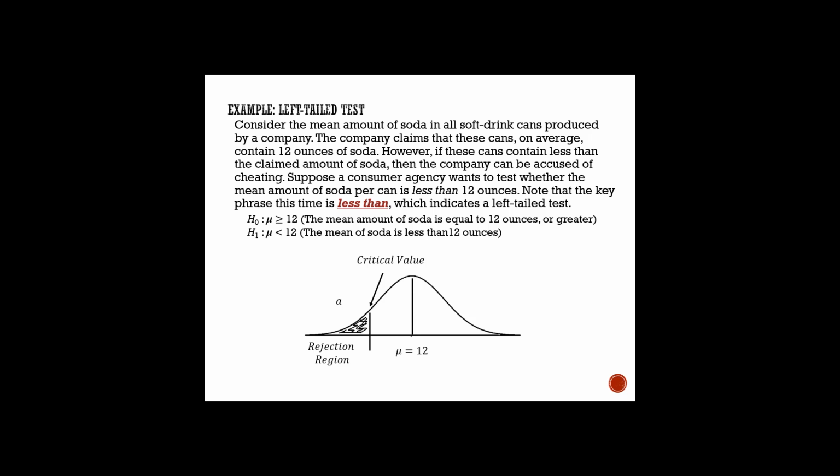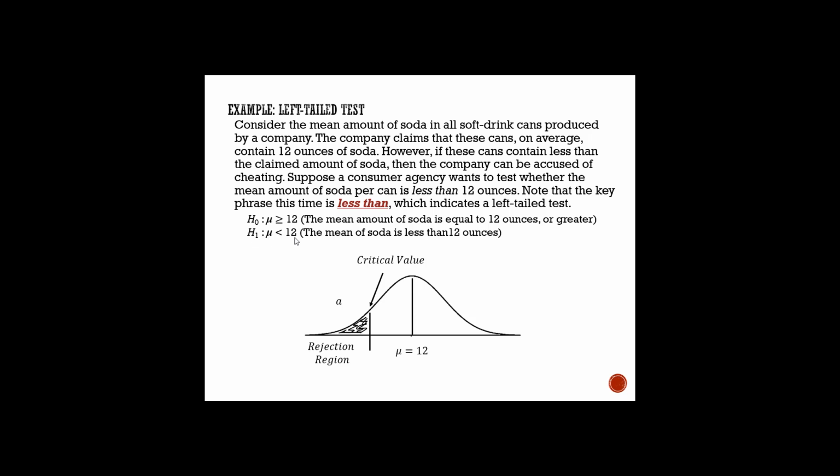If you see a problem that is talking about a consumer agency checking a company, they're always checking to see if the company is lying. So they wouldn't really care if the company was actually putting a little more than 12 ounces in. That wouldn't concern them at all. What are they interested in? If the company's cheating people, if they're selling 12 ounces of soda and they're really putting less than. So that's our test. The agency says, and they set up this research, we believe that they are selling soda and it's less than 12 ounces in a can. That is my alternative hypothesis, right?